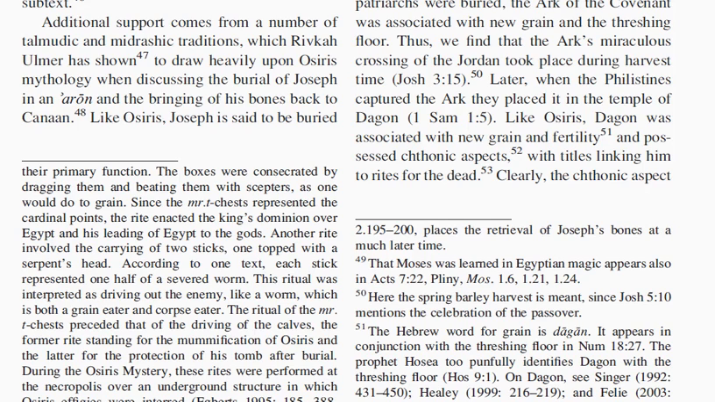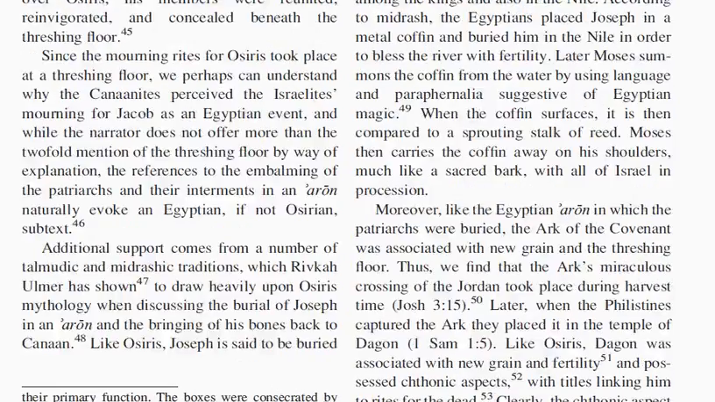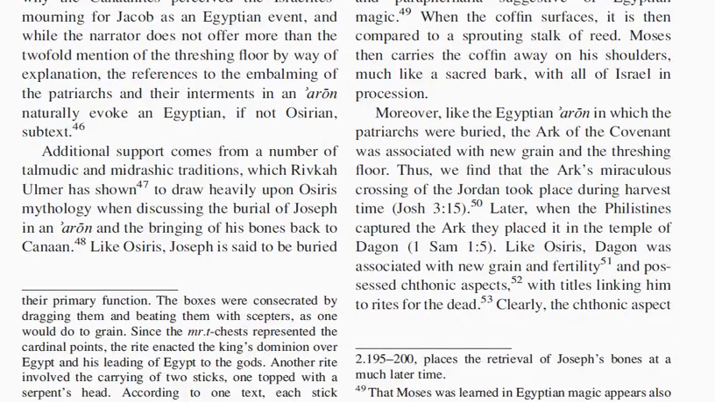Footnote: that Moses was learned in Egyptian magic appears also in Acts chapter 7 verse 22. Pliny, Mos 1:6, 121, and 124. End of footnote. When the coffin surfaces, it is then compared to a sprouting stalk of reed. Moses then carries the coffin away on his shoulders, much like a sacred bark, with all of Israel in procession.